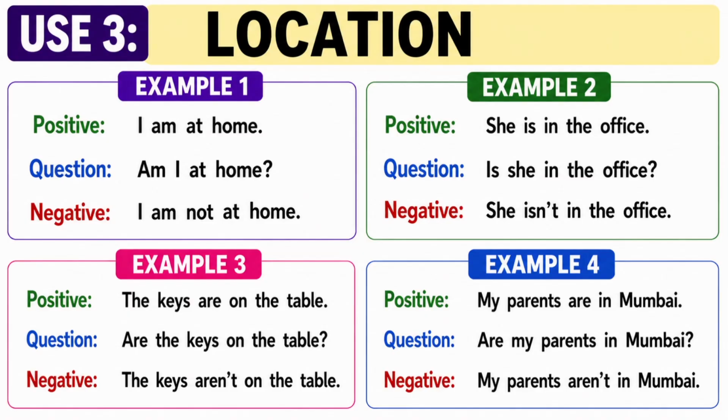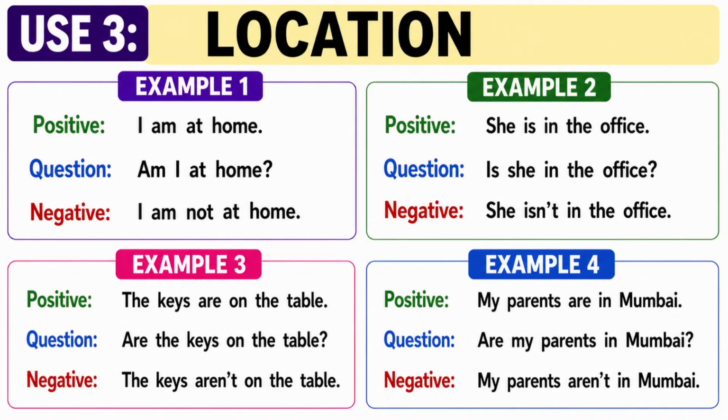Example 1. Positive. I am at home. Question. Am I at home? Negative. I am not at home. Example 2. Positive. She is in the office. Question. Is she in the office? Negative. She isn't in the office.